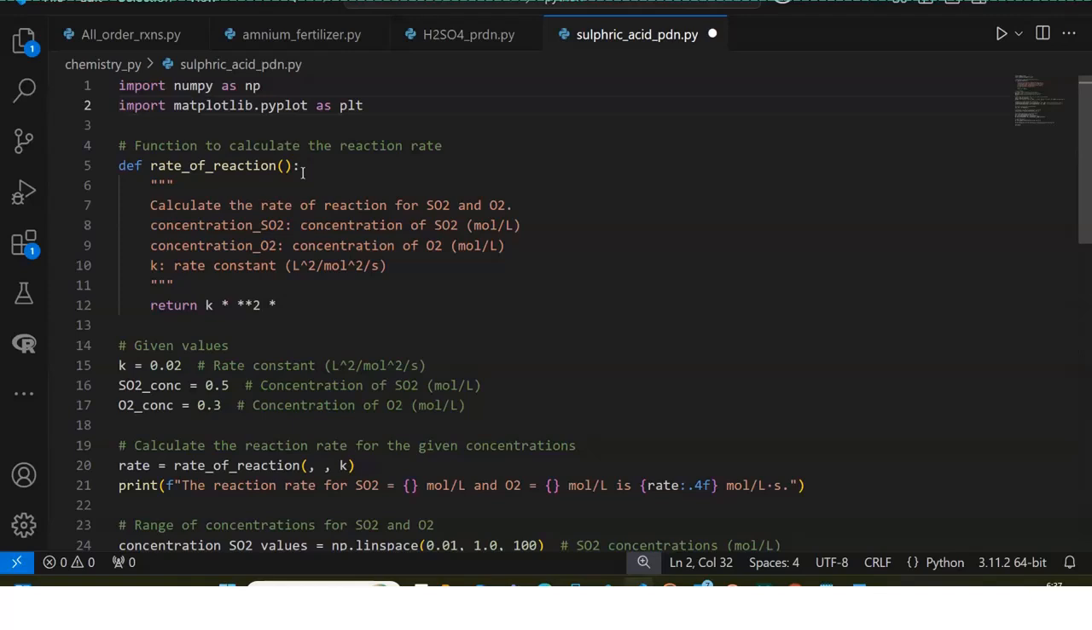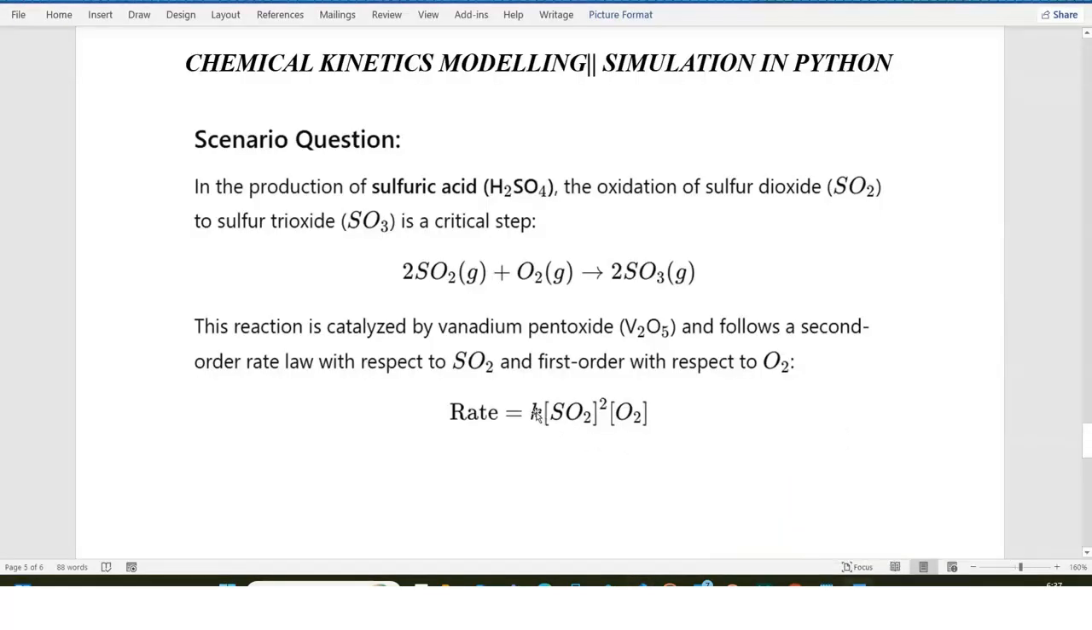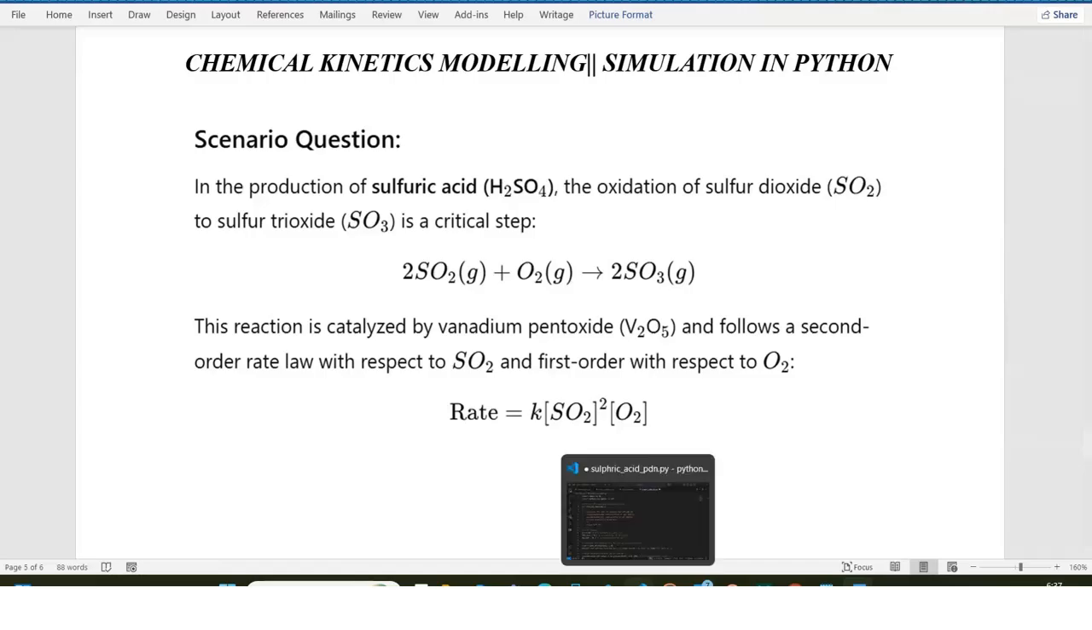Then now we need to define the function of the reaction. So this function def, this is the function definition. This function is going to be rate of reaction, which takes 3 inputs. First of all, when you look at this, you have the k, which is the rate constant, the concentration of sulfur dioxide, and the concentration of oxygen. So these are the 3 inputs to the rate law.